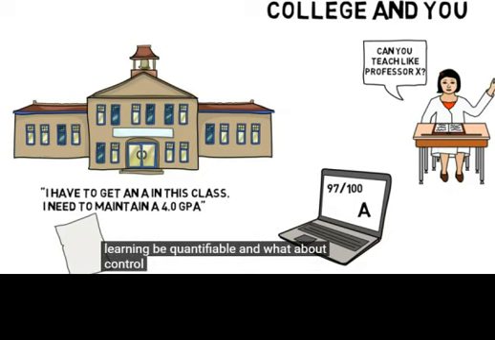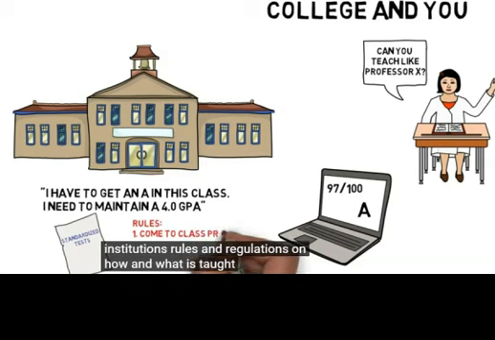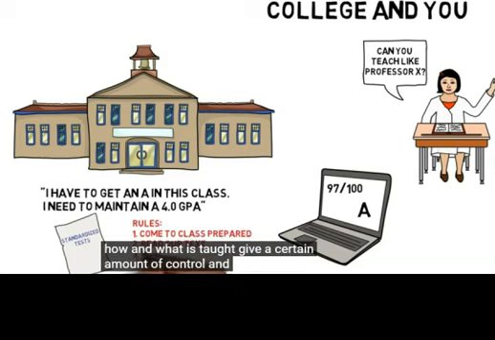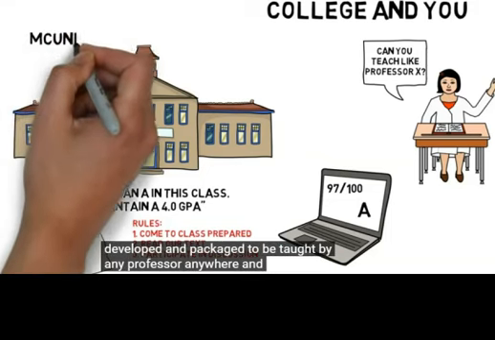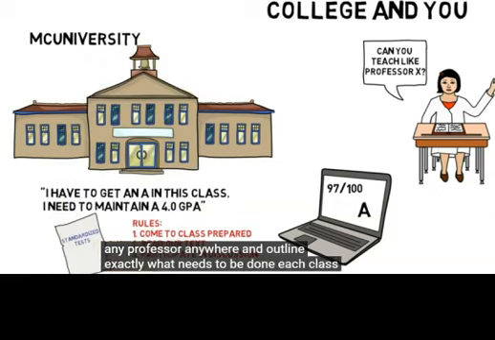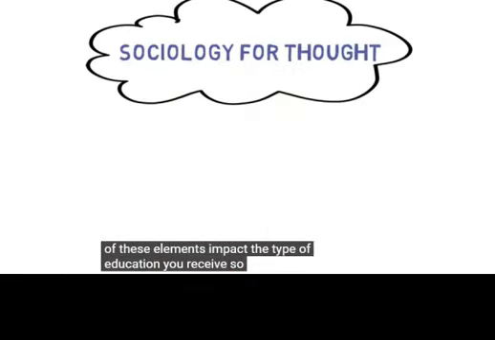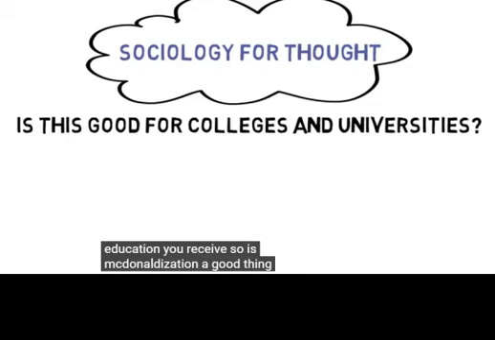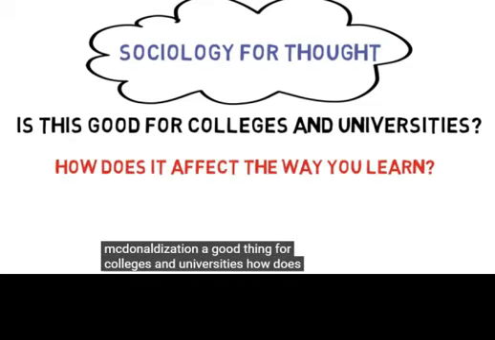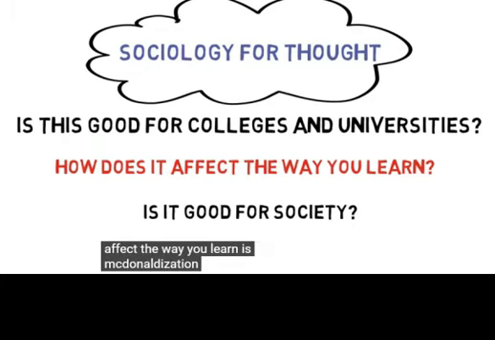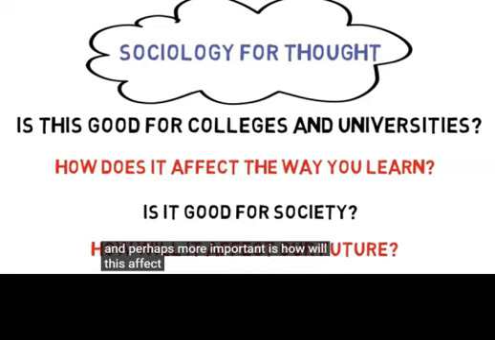And what about control? Standardized tests and an institution's rules and regulations on how and what is taught give a certain amount of control. And courses that are developed and packaged to be taught by any professor anywhere and outline exactly what needs to be done each class period have a great deal of control. All of these elements impact the type of education you receive. So, is McDonaldization a good thing for colleges and universities? How does it affect the way you learn? Is McDonaldization even good for society? And perhaps more important is how will this affect our future?